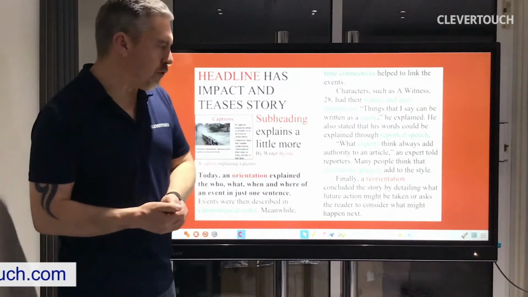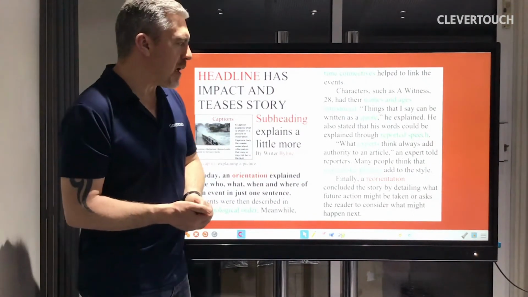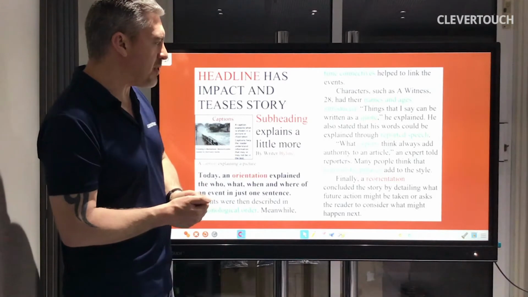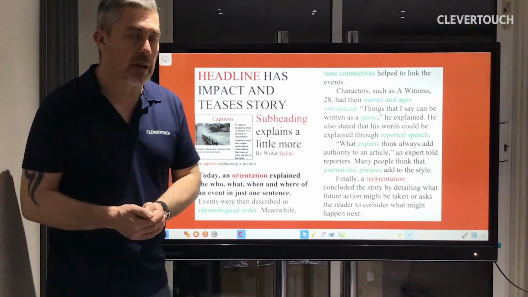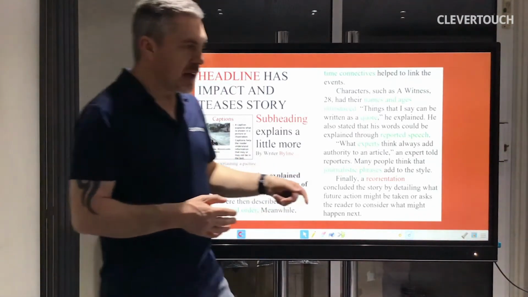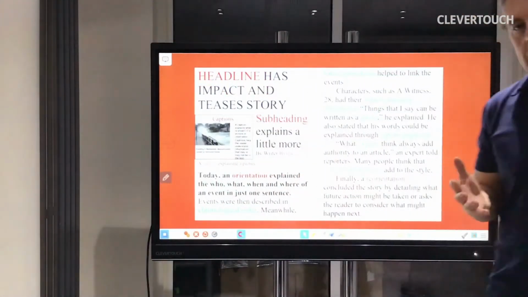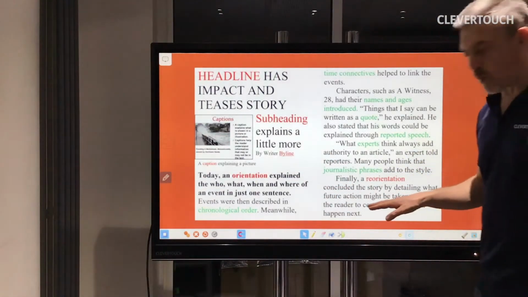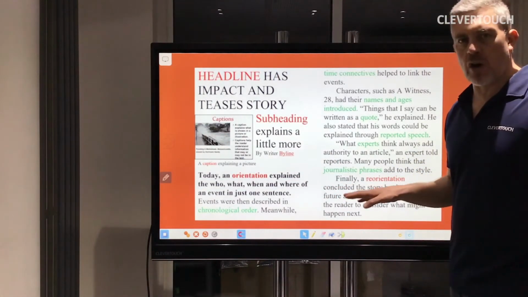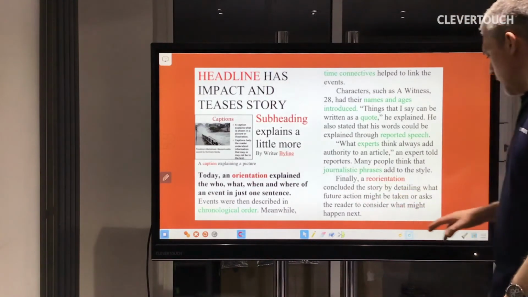Finally, a reorientation concluded the story by detailing what future action might be taken, or asked the reader to consider what might happen next. So the reorientation is kind of like the summing up of the story, but also what's going to happen in the future. So if it's a crime story, it's where it might say, police are appealing for witnesses.